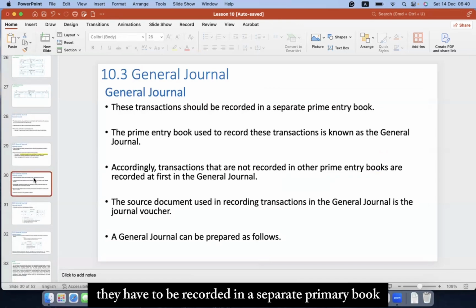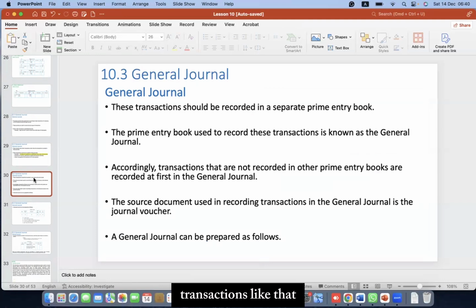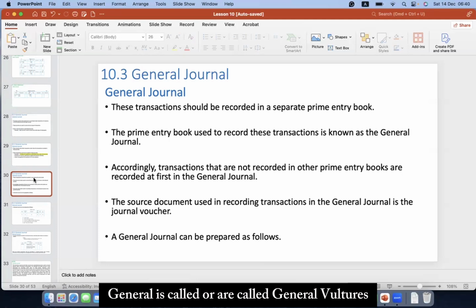And these transactions, as I said, have to be recorded in a separate prime entry book. The prime entry book that is used to record transactions like that is called the general journal. Accordingly, transactions that are not recorded in other prime entry books are recorded first in the general journal. The source document used for recording these transactions in the general journal is called journal vouchers.